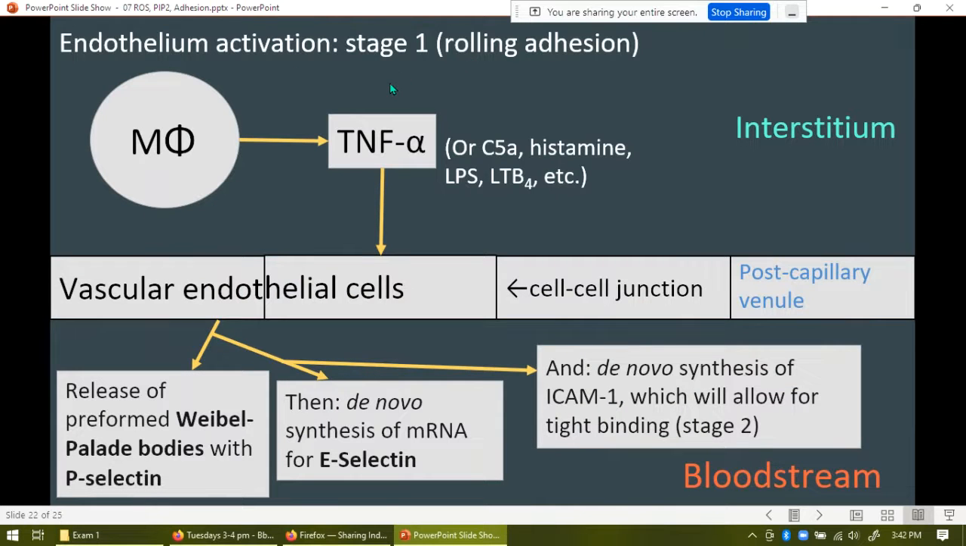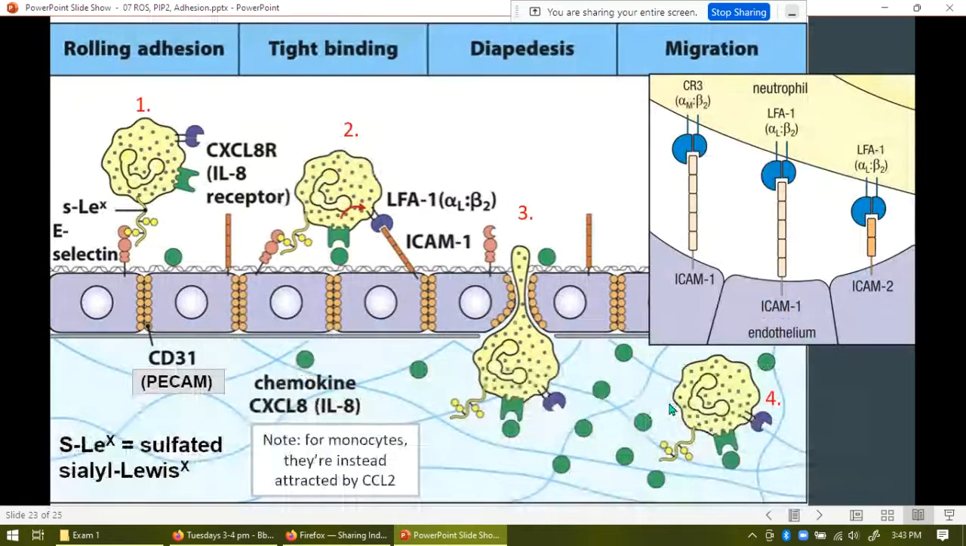So stage 1 is rolling adhesion. Macrophages might produce tumor necrosis factor that acts on endothelial cells. You can also have C5a, histamine, lipopolysaccharide of gram-negative bacteria, leukotriene B4, etc. Inflammatory mediators activating endothelial cells cause vascular endothelial cells to contract and spread apart. They release preformed Weibel-Palade bodies containing P-selectin. They synthesize E-selectin de novo, making it from scratch from mRNA. And they begin to make ICAM1 that's only expressed on the inflamed endothelium. And that allows for tight binding, which is stage 2.